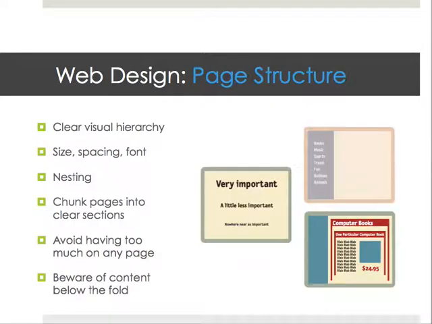There's also page structure. You want to see a clear visual hierarchy. You want to see size, spacing, and font that makes sense, that's friendly to the eyes, that creates that scannability. You want nesting. Things should be in the appropriate places. Chunk pages into clear sections, so we need to have things sectioned off. Again, this is part of scannability.